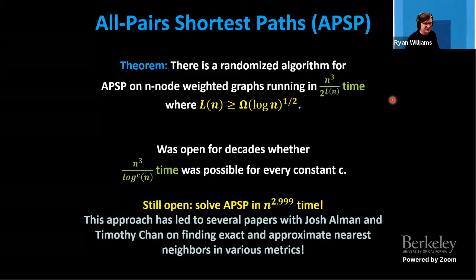But in general, this approach has led to several papers with Josh Alman and Timothy Chan on finding exact and approximate nearest neighbors in various metrics. So this kind of polynomial trick led to another line of work in algorithms. All right, so I think this is my last anecdote.